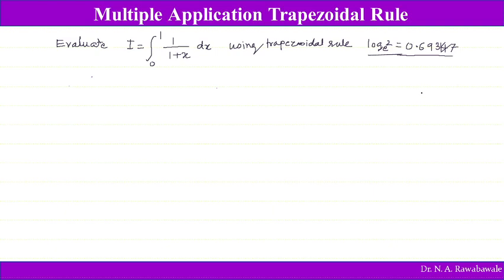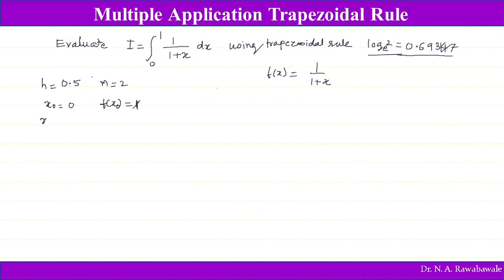We will find this integral using single-stage trapezoidal rule and multiple application of trapezoidal rule. Let us consider first h is equal to 0.5, n is equal to 2. Therefore, the first value is x0 equal to 0. If we substitute x equal to 0 in the function f of x equal to 1 divided by 1 plus x, f of x0 becomes 1.